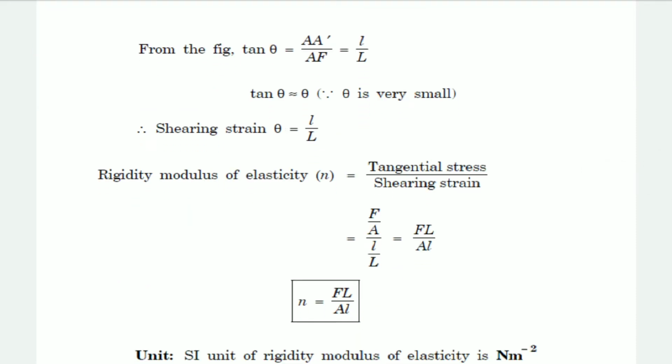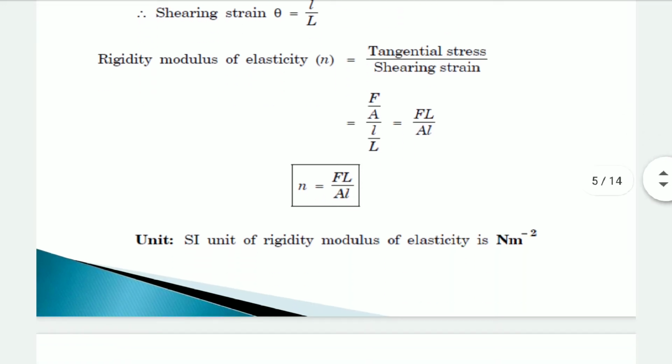The stress is the force by area. Therefore, the rigidity modulus N is equal to FL by Al. The unit of rigidity modulus is also Newton per meter square.